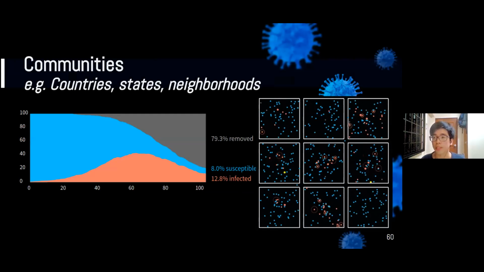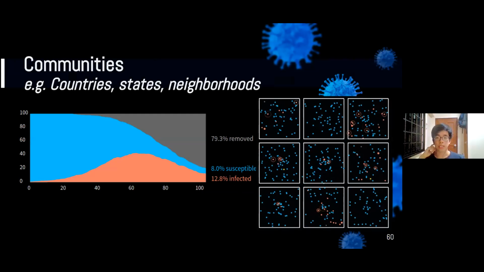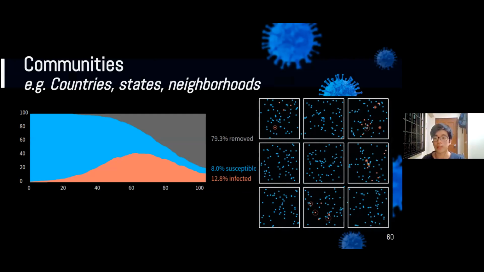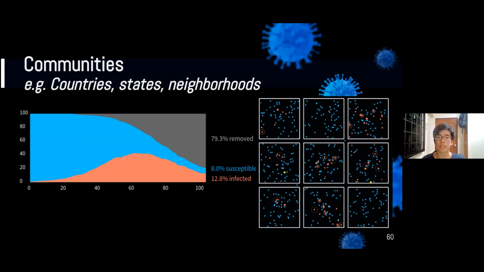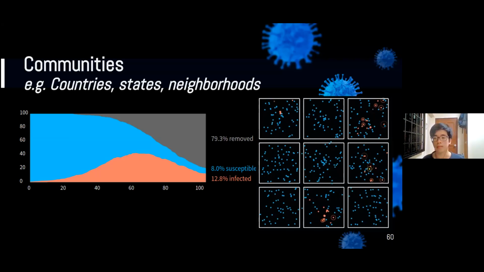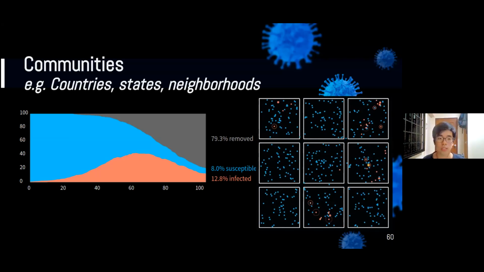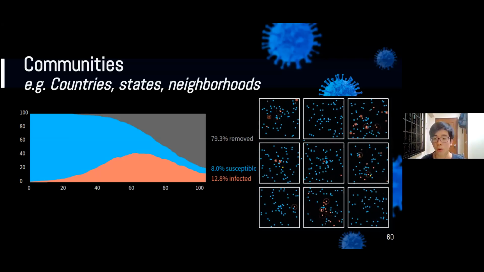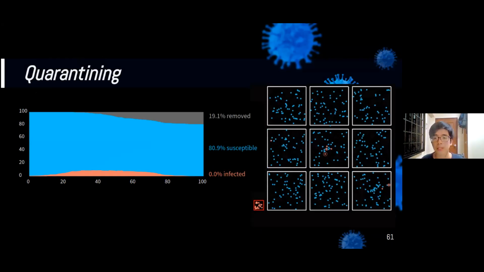So in this particular simulation, we look at communities. This might be more pertinent, especially with Thanksgiving coming. People might be moving from one state to another. And we see that this transfer of people between communities does cause the infection rate to go up as well.